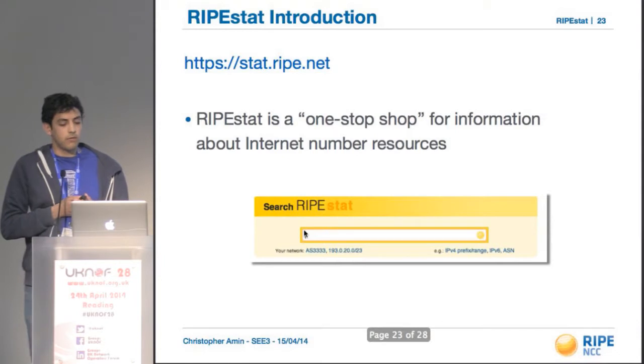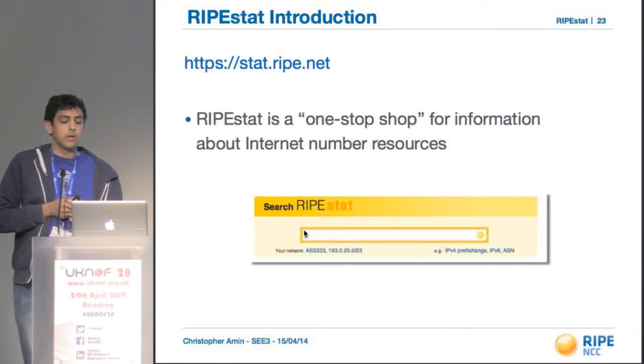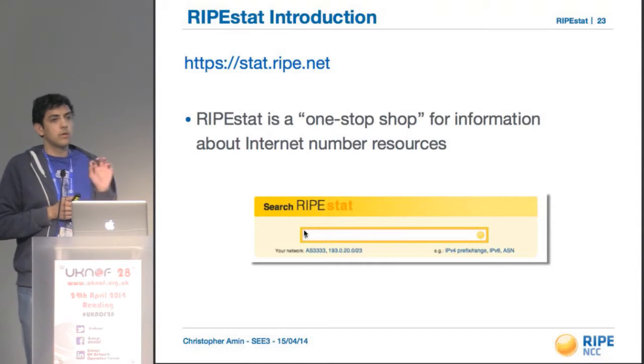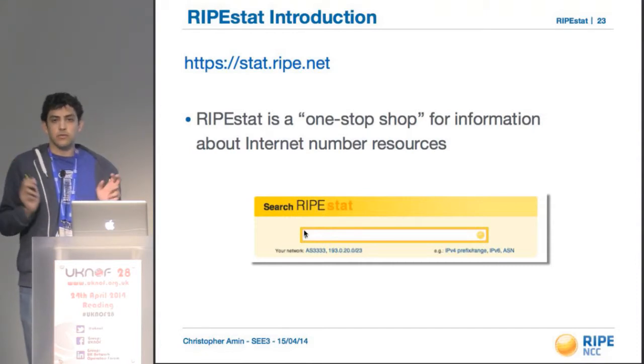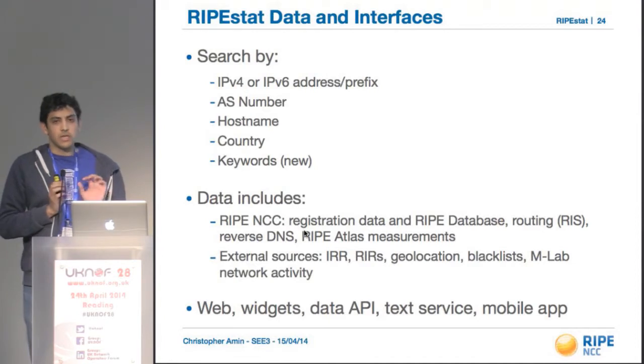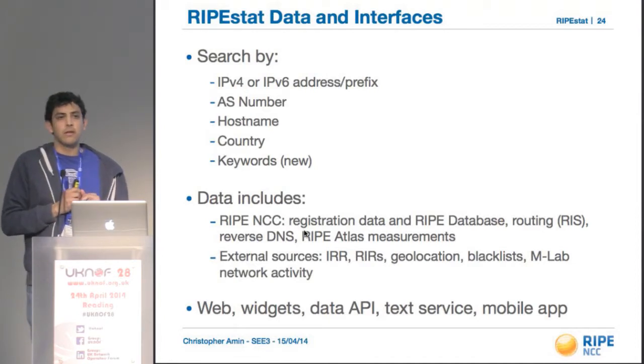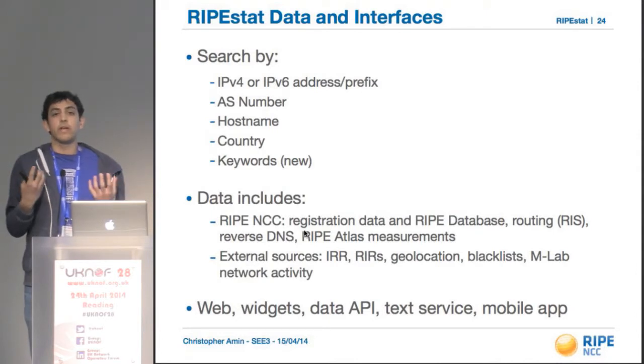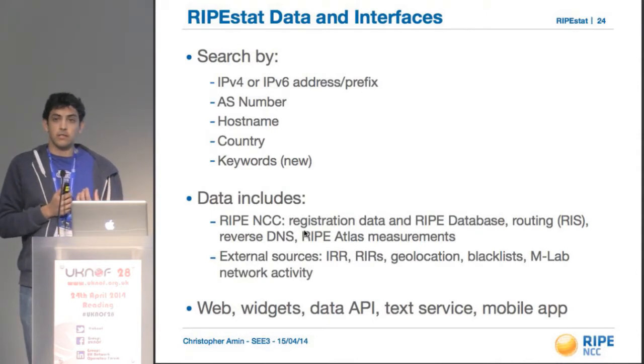RIPEstat. RIPEstat is another one of our tools, which the idea behind RIPEstat is you can get information about any internet resource, which primarily is an IP-based resource or an autonomous system number, but we also have support for host names, limited support for host names, countries, keywords like net names and AS names. So basically being able to type in something about some network and getting back all the information that we have about it. So this includes registration data, our own registration data from other RARs where possible, and also routing information.